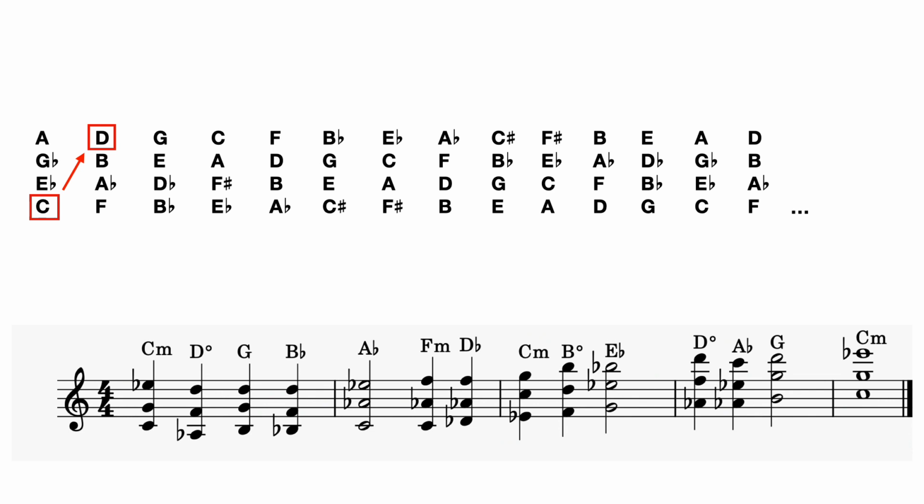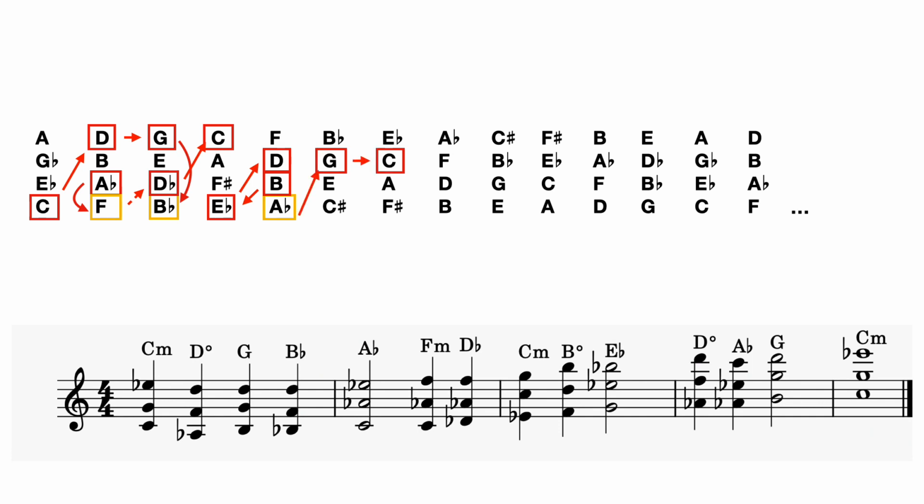diminished triad, and then going to G, to B flat, and I'm going to back cycle to A flat, to F, and this is going to be F minor, and D flat, to C minor, to B diminished, to E flat, to D, to A flat, to G, and C minor, such as this.